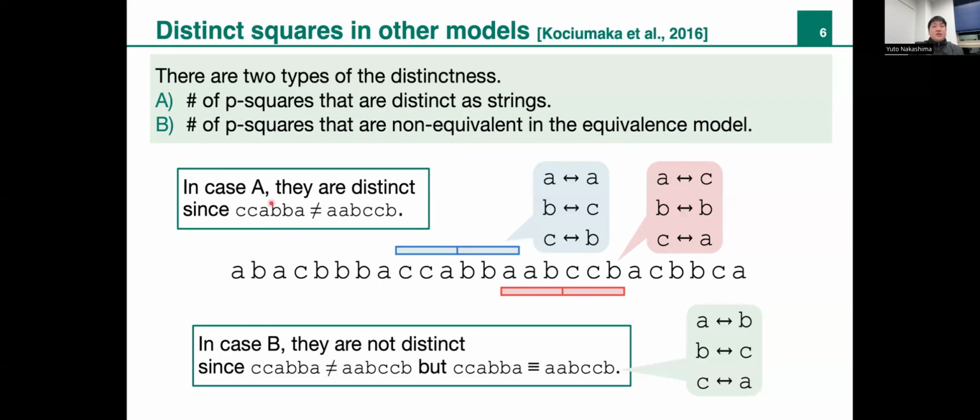In the first case, these are distinct because they are not identical. CABBA is not equal to AABCCB as strings, so they are distinct in this case. In the other case, they are not distinct parameterized squares because, although they are not identical, they are parameterized equivalent, so they are not distinct in the second case.